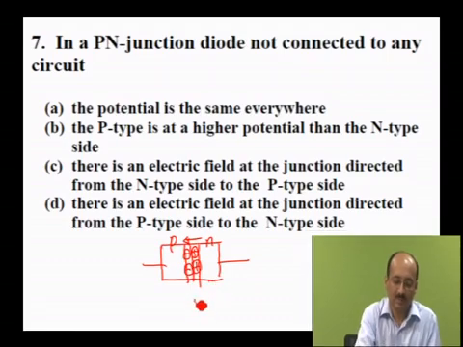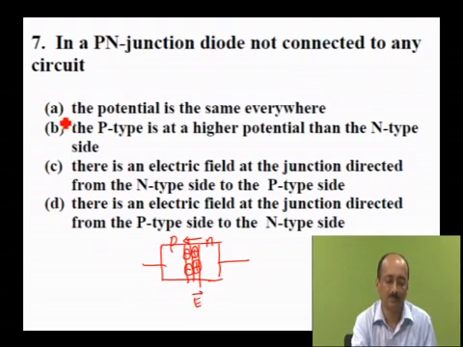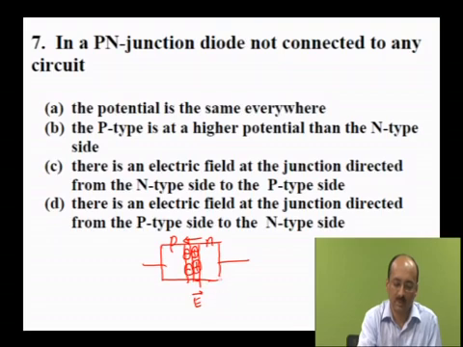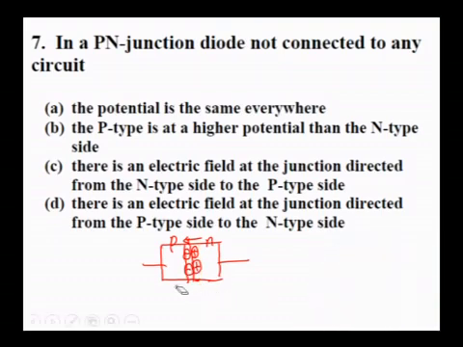So electric field direction will be from N type side to P type side, and they have given that potential is the same everywhere. Potential will not be the same everywhere, because since this N type side is having positive immobile ions, it will be at a higher potential. So if you were to write the potential graph, it will be like this. So this shows that N type side is at a higher potential, P type side at a lower potential. Hence the answer will be choice C. There is an electric field at the junction directed from N type side to P type side.